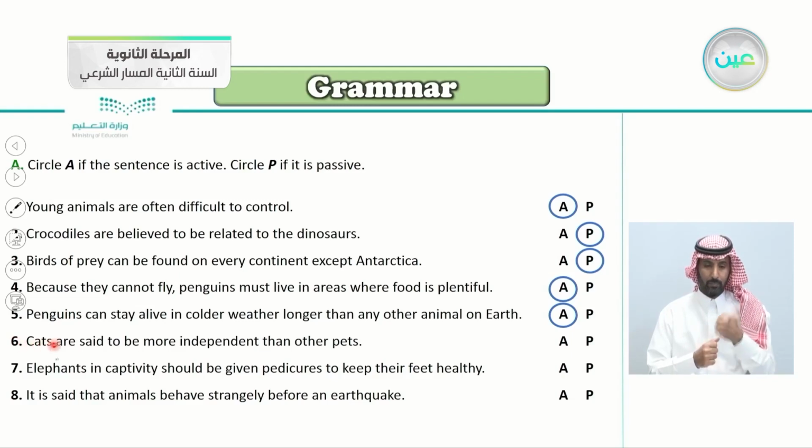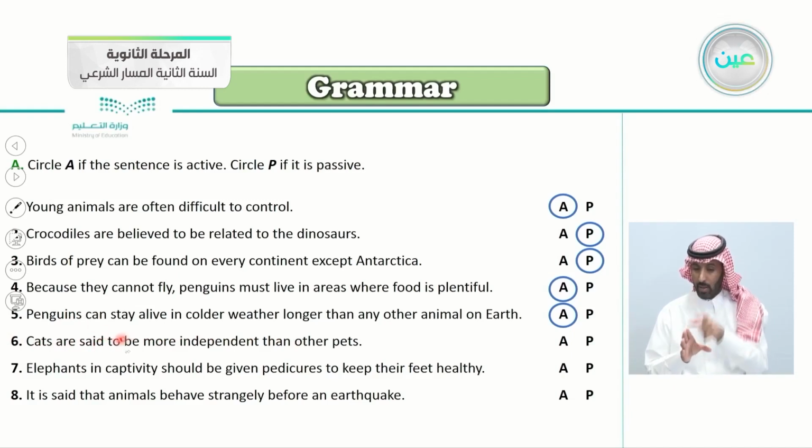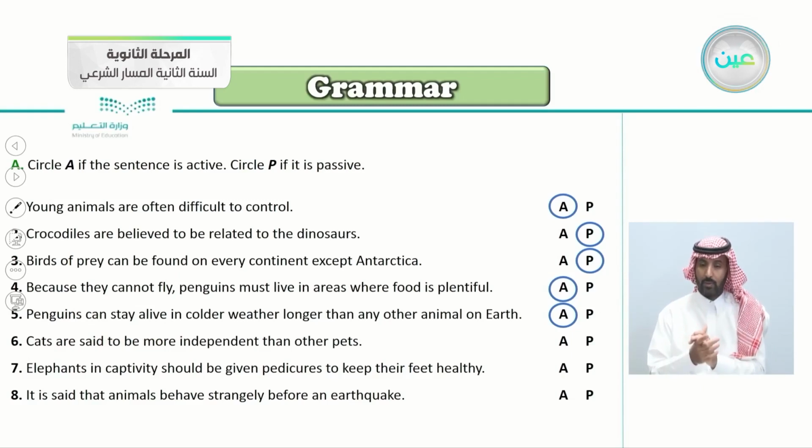Number six, cats are said to be more independent than other pets. Cats are said to be more independent than other pets. Said by who? So this one is a passive with the reporting verb said.